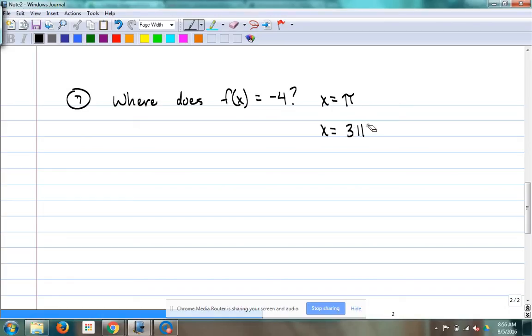I don't know why I wrote my pi's very straight. They usually should have a little squiggle to the top there because it's lowercase pi. There is an upper and a lowercase to the Greek alphabet if you didn't know that. You will when you go to college and you go to Greek society. So that's lowercase pi. Uppercase pi does mean something else.